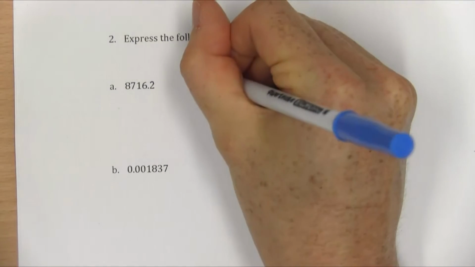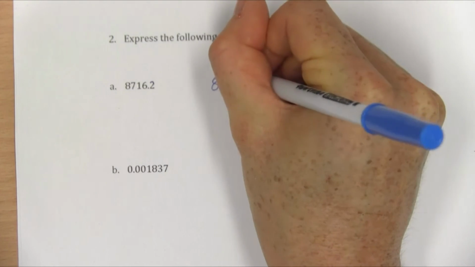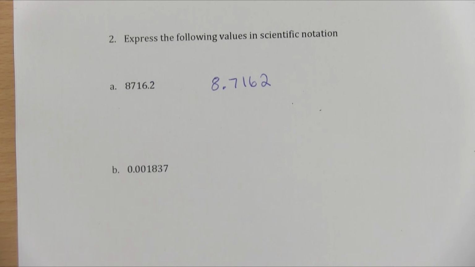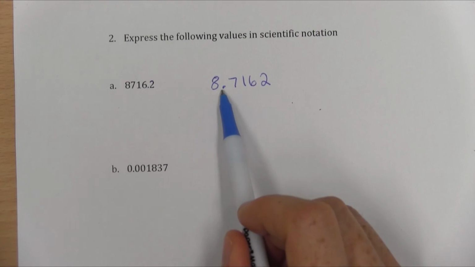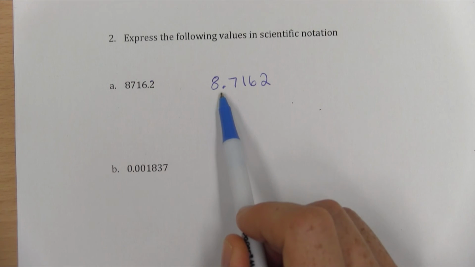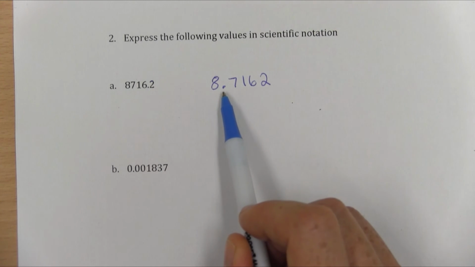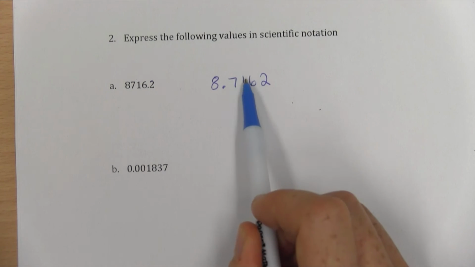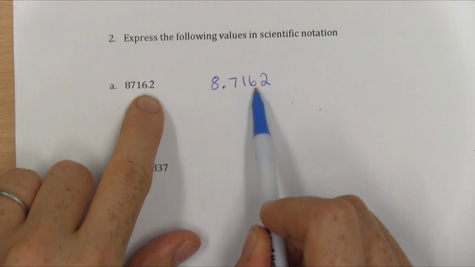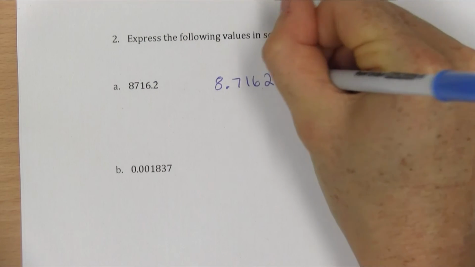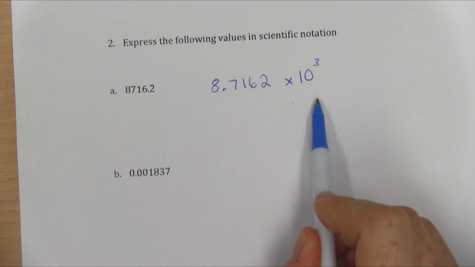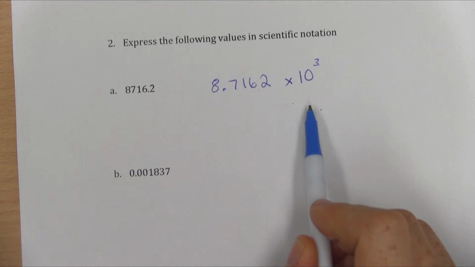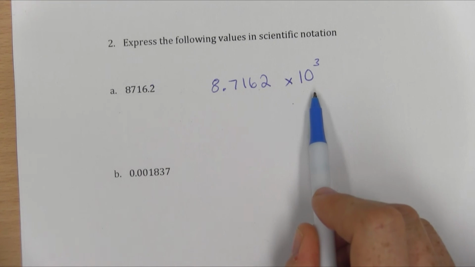So in our case, our coefficient would be written as 8.7162. Now, the value of the exponent here must be positive 3, since the decimal place in the coefficient must be moved to the right by 3 places to regenerate the original number. Let's check. 1, 2, 3. Yes, that matches. So combining the coefficient and the exponential part of the number gives us 8.7162 multiplied by 10 to the power of 3.